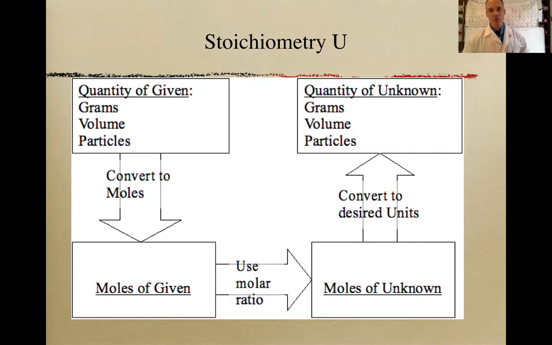So here's the only new part of the stoichiometry unit: the molar ratio. In day 2 of this unit, we looked at how molar ratios work, and they're used to convert from moles of given to moles of unknown. So it's a conversion across the bottom there, where you use the molar ratio to figure out what you have for moles of unknown. Then the last step you have to do is convert to the desired units. So maybe you want grams, maybe you want volume, or particles or parts of unknown substance.